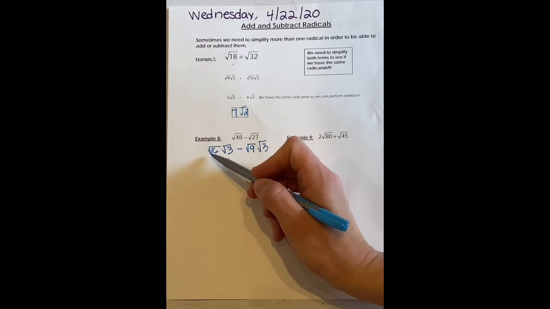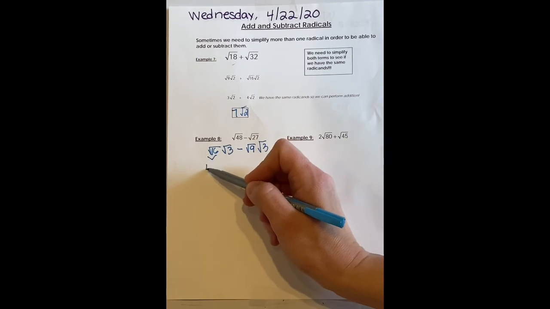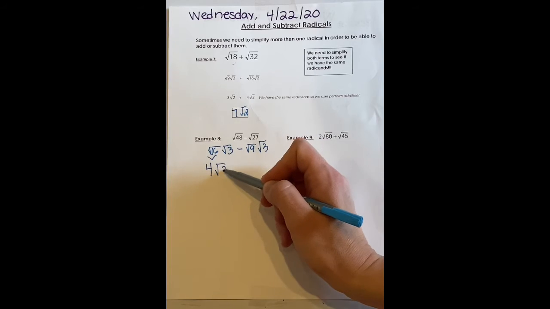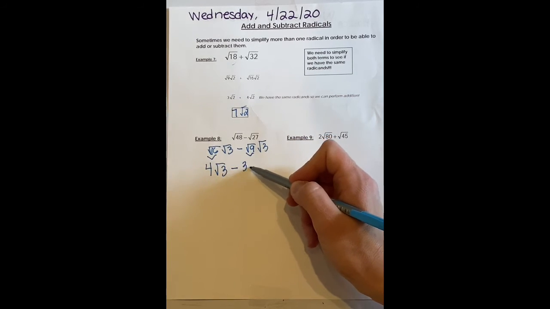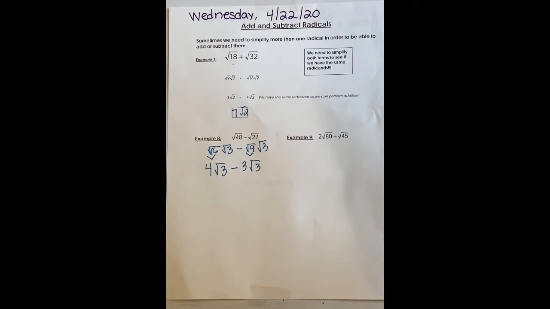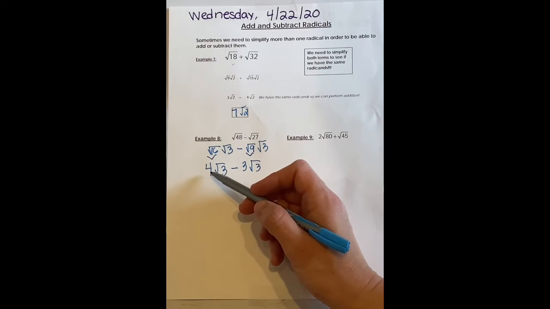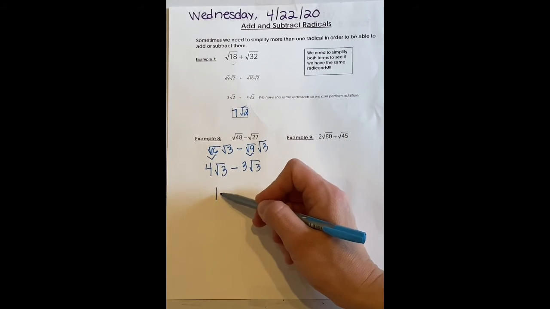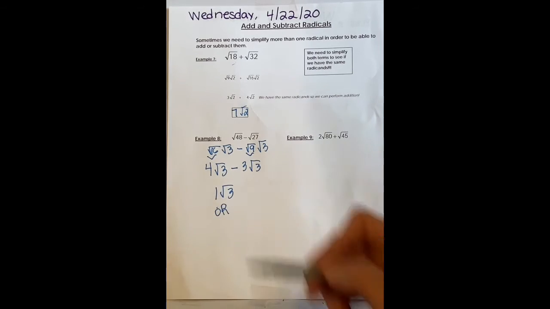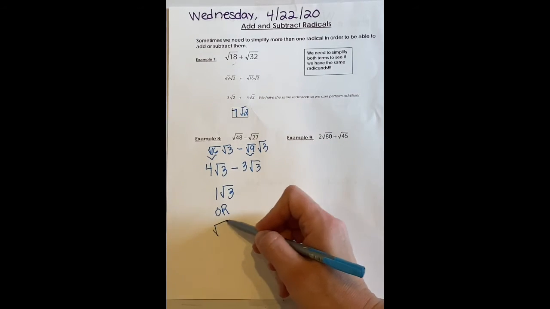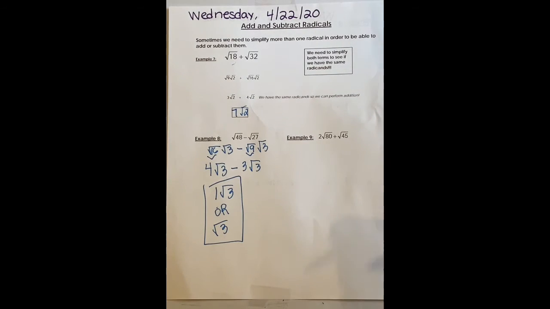So now I'm going to take the square root of my perfect square. So the square root of 16 is 4, bring down my radical 3, minus the square root of 9 is 3, bring down my radical 3, and now my radicands match, so now I can subtract them. So 4 minus 3 would be 1 radical 3, or since it's only a coefficient of 1, you can just write it as radical 3. Those are equivalent to each other.